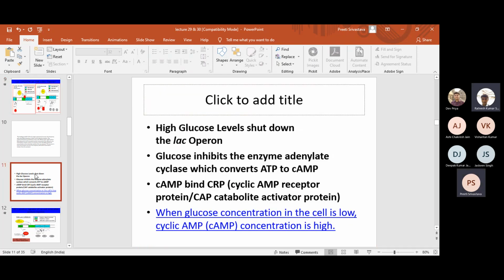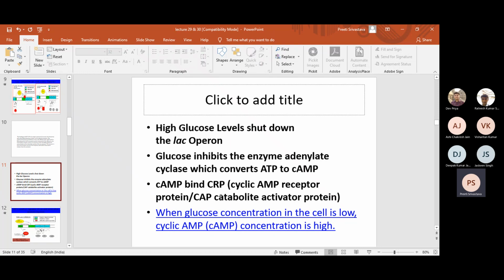So what happens is that when you have high glucose levels, then the lac operon is shut down. The way the CRP system works is that glucose actually inhibits the enzyme adenylate cyclase, and adenylate cyclase is the enzyme which converts ATP to cyclic AMP. Cyclic AMP can bind to CRP, and therefore it is called cyclic AMP receptor protein. It is also called CAP, catabolite activator protein.